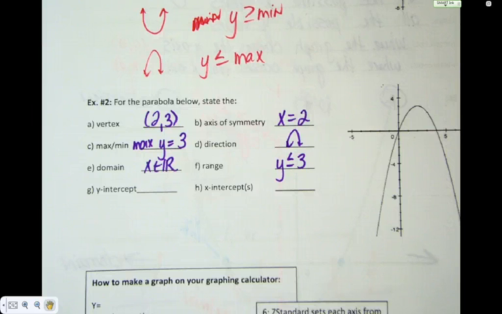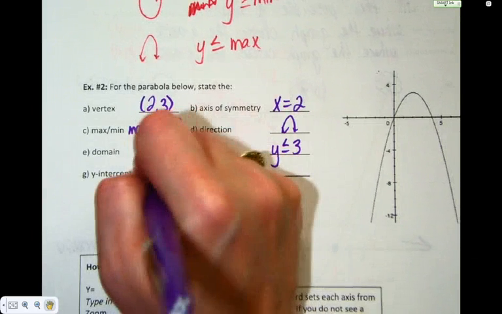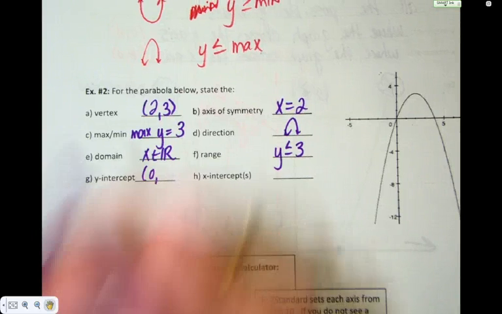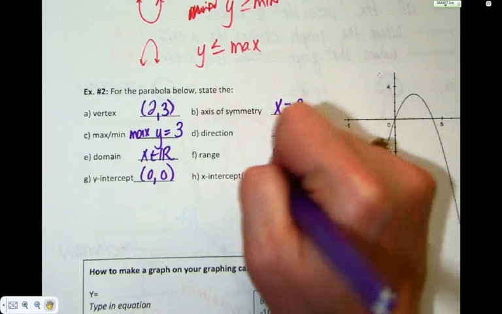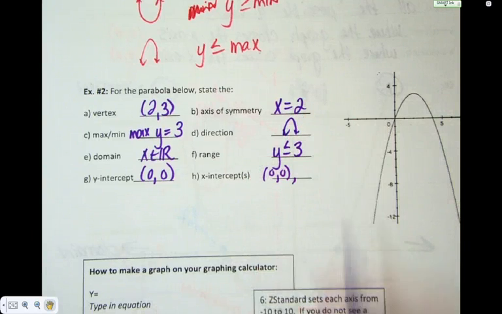The y-intercept you pick right off the graph, so just take a look at the y-axis. Where does it cut through? (0, 0). Remember, it's a coordinate point. The x-intercepts also come right from the graph, so where do they cut through the x-axis? (0, 0) again, and the second one is at (4, 0).